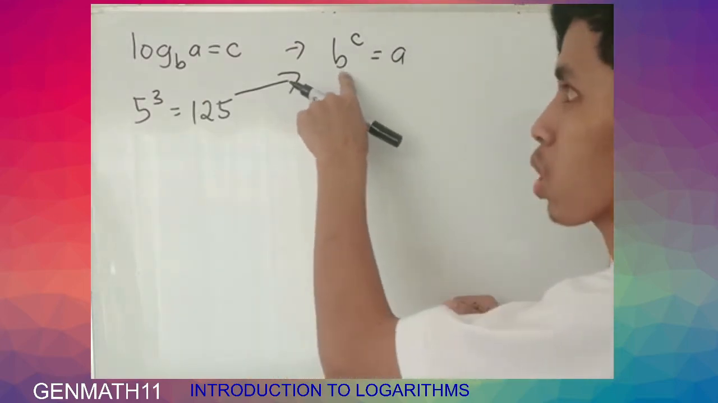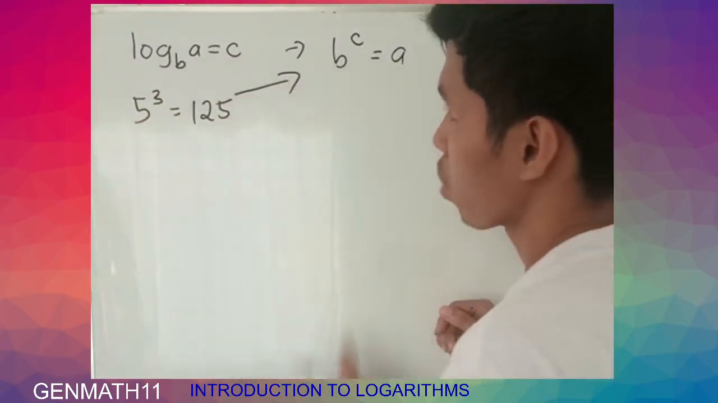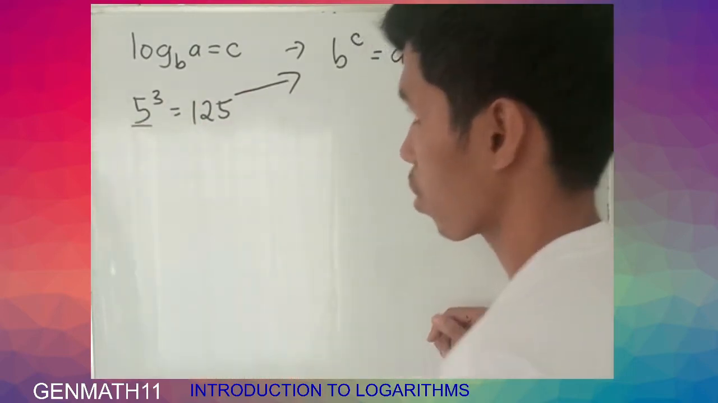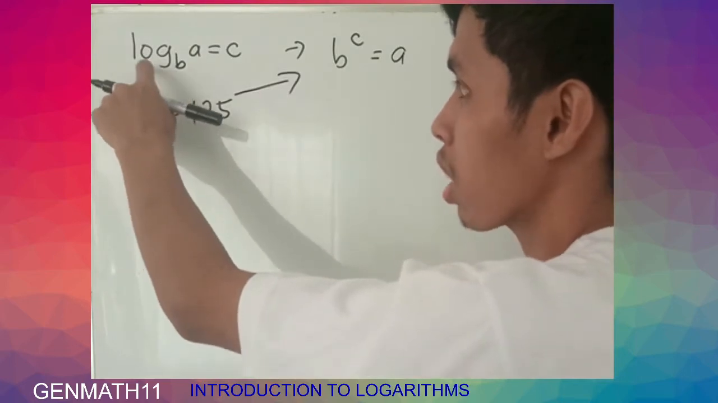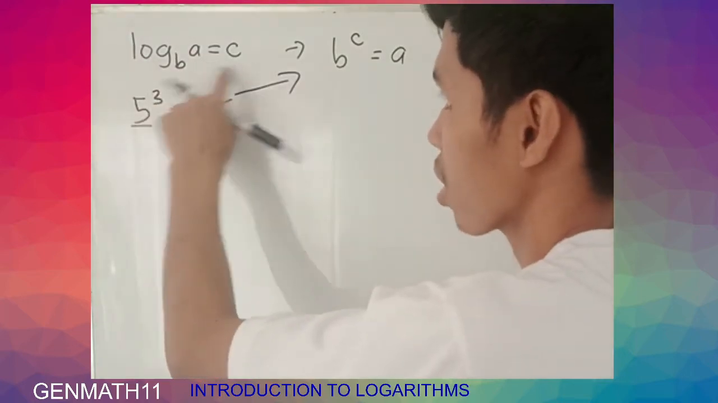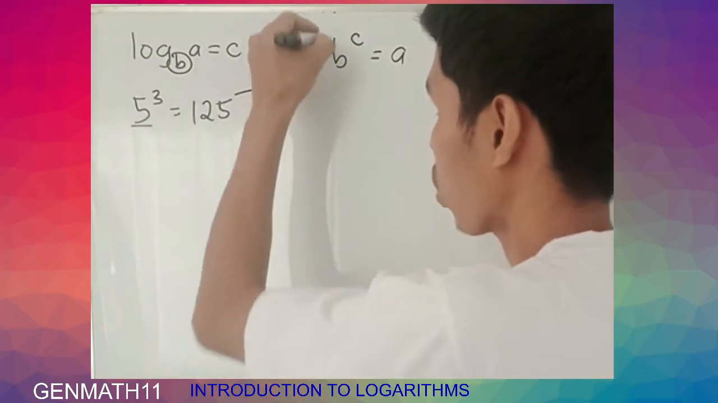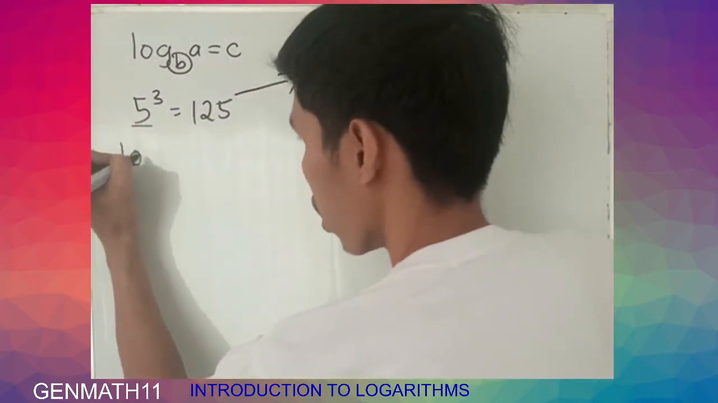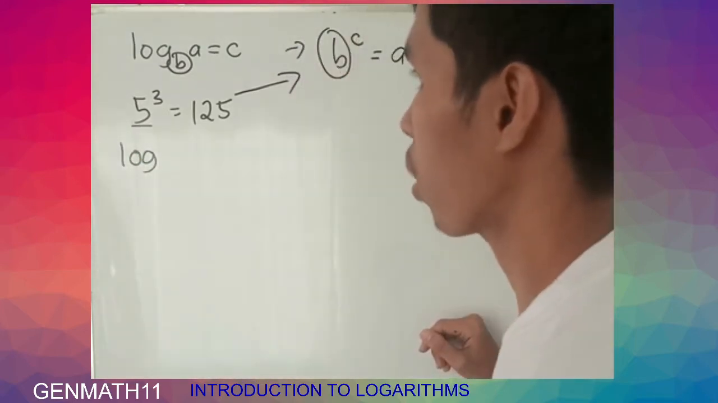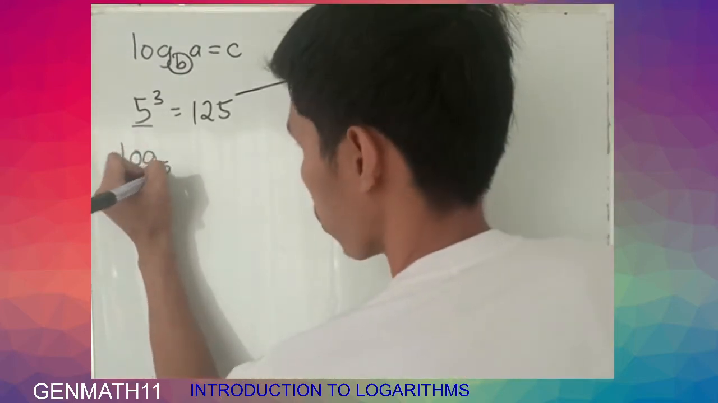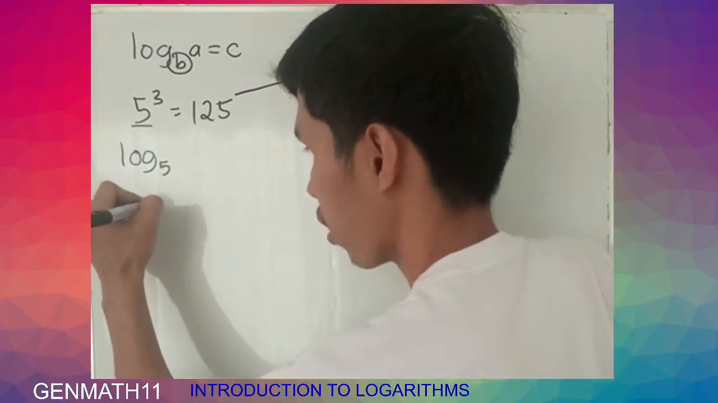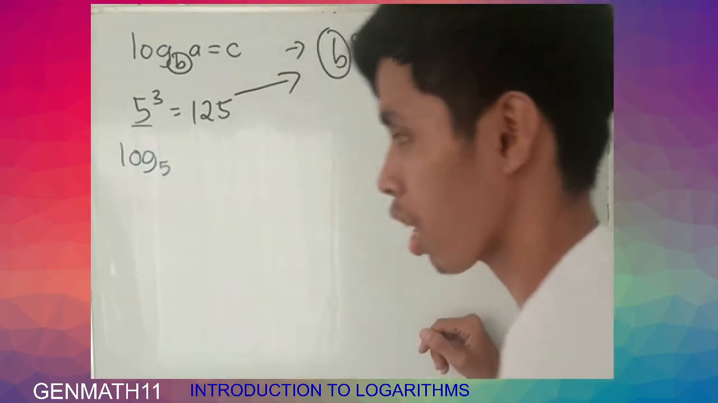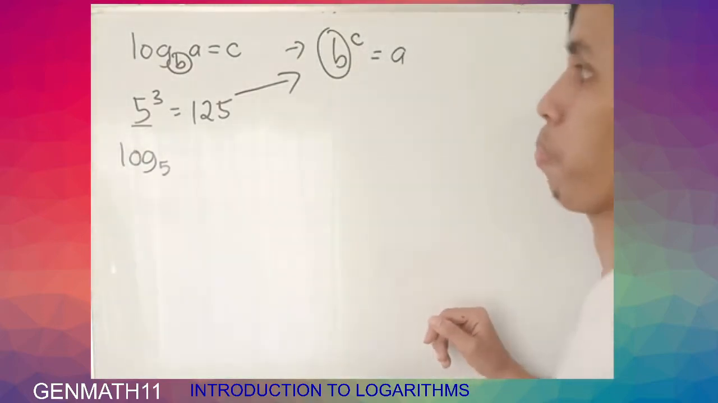So, papasukin natin yung kanyang letters. So, magiging base daw natin is ito, 5. So, ang base ng logarithm, log a to the base of b is equals to c. Ang b dito, siya yung base natin. Ito naman yung base sa exponential form. So, ilalagay lang natin yung value ng b niyan dito. So, 5. Nasa baba siya. Okay? Ang tawag sa kanya ay subscript.